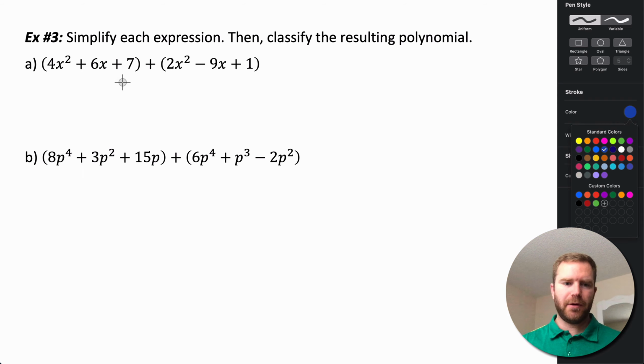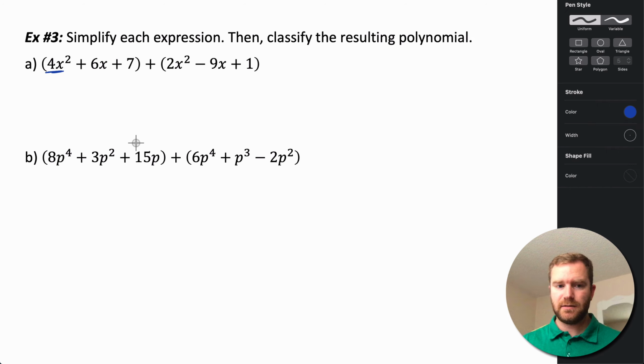So in order to add polynomials, we just basically add our like terms. I generally try to look for the highest degree term in our polynomial because we want it written in standard form, and that's going to go first. So the highest degree term is second. We have this 4x squared, and that's going to be added to 2x squared.